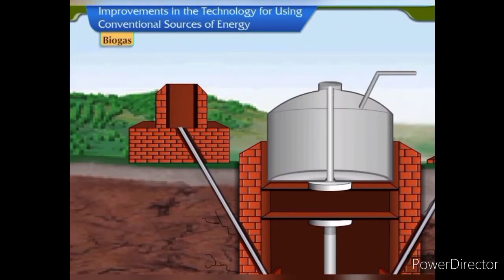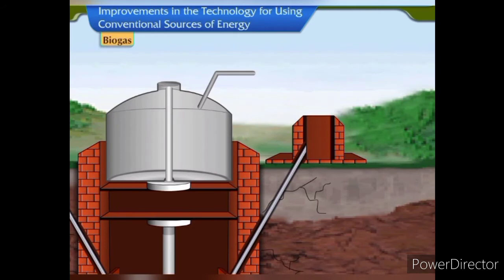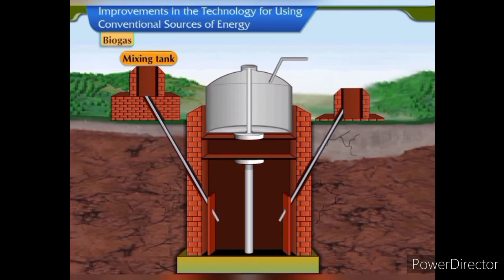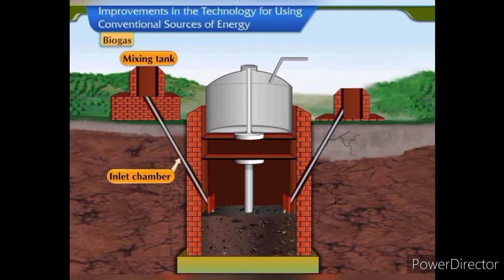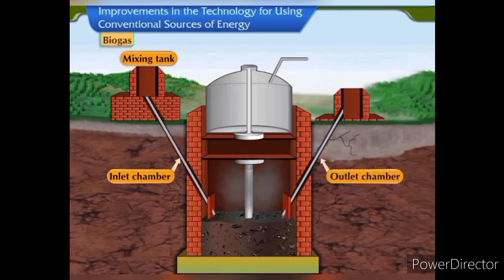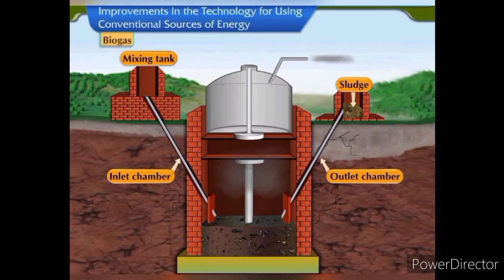On one side of the digestion tank, there is a sloping inlet chamber. On the other side of the digester, there is an outlet chamber. Mixing tank is connected with the sloping inlet chamber. The inlet chamber is for introducing fresh dung slurry into the main digestion tank, whereas the outlet chamber is for taking out spent slurry, called sludge, after extraction of biogas.